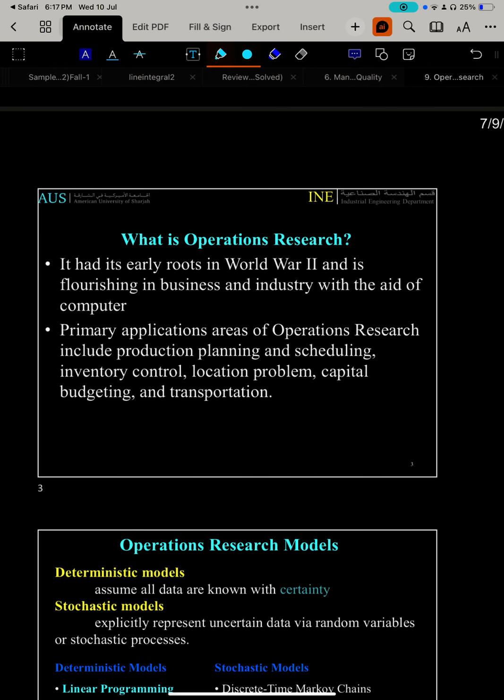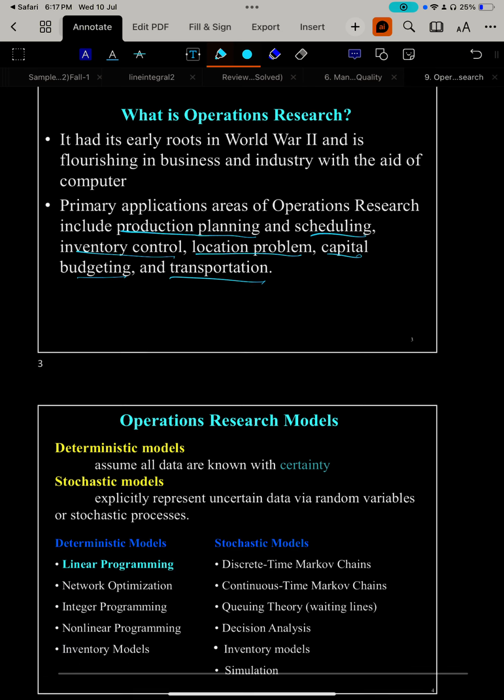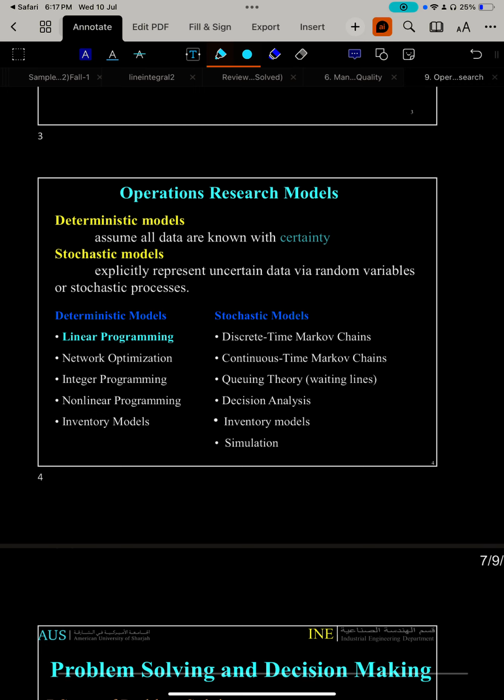So operations research has its early roots in World War II, and it's flourishing in business and industry with the aid of the computer. Its primary application areas include production planning, scheduling, inventory control, location problems, capital budgeting, and transportation. So it's involved in many areas.